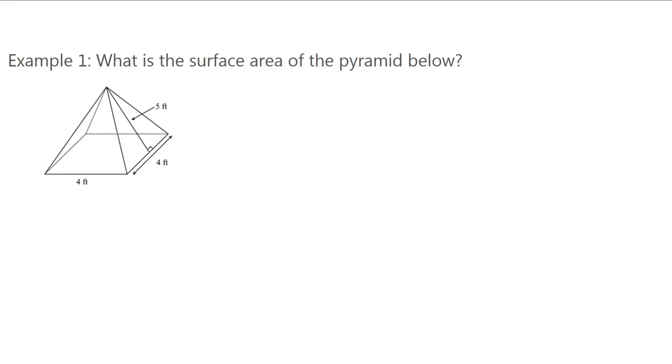So now example 1. What is the surface area of the pyramid below? So let me write out the formula. And then label the numbers. 4 is b and 5 is s. So now let's just plug those values in. 2 times 4 times 5 plus 4 squared. So now you can put that in your calculator. 2 times 4 times 5 plus 4 squared, or 4 times 4. You should get an answer of 56. And the units would be feet squared.